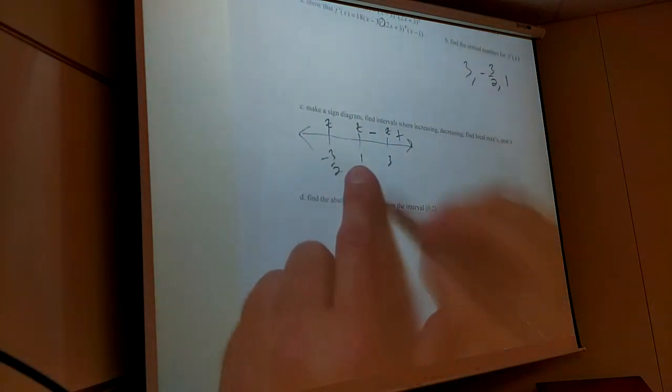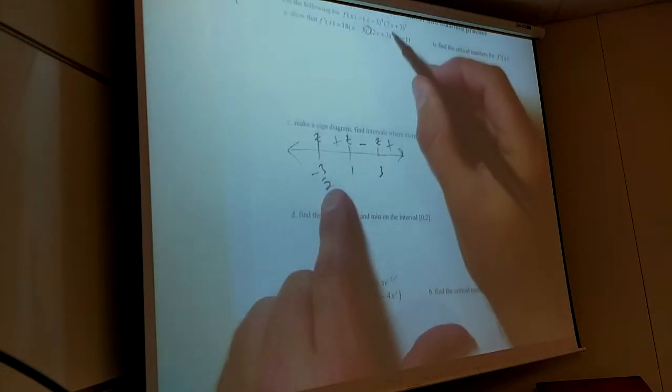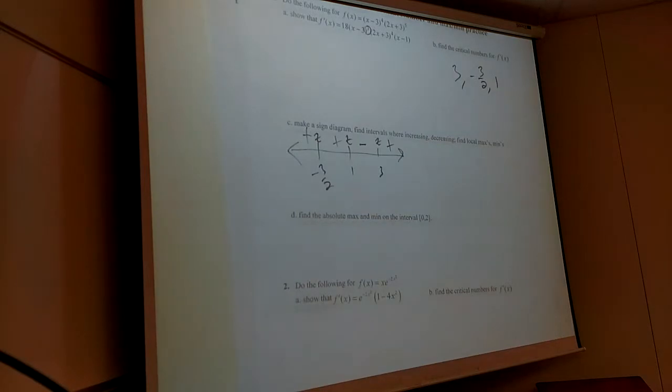1 came from something with an odd multiplicity, it's going to change signs. Negative 3/2 came from something with an even multiplicity, it's going to stay the same sign. That's how multiplicity helps you. Makes that so much clearer. If you don't understand multiplicity, you can still just plug each thing in. You're fine. The less you know, the more you got to do.